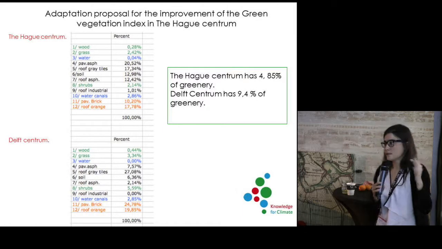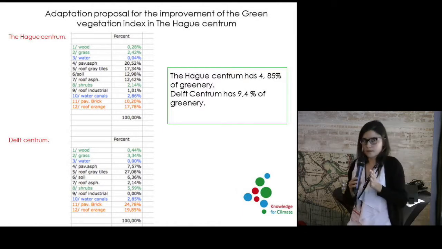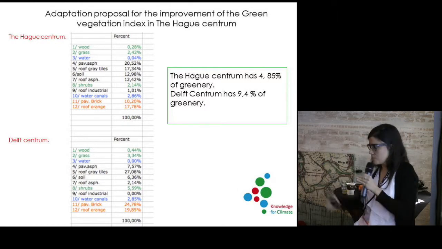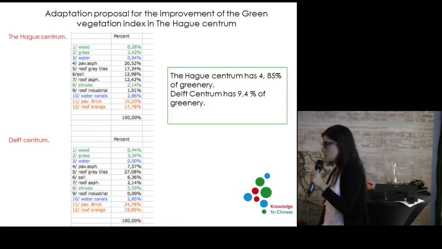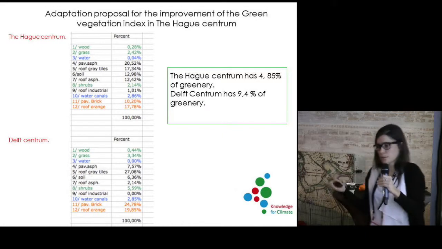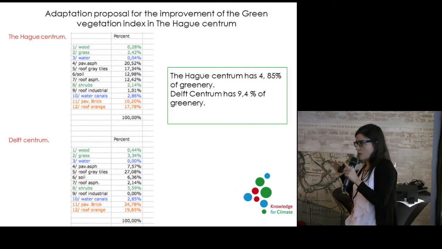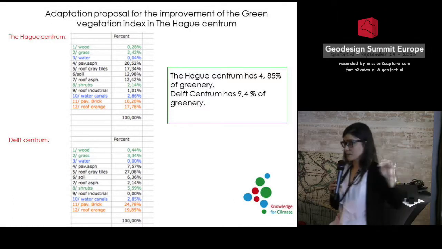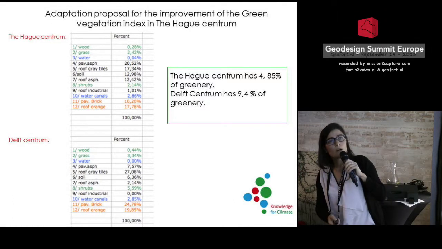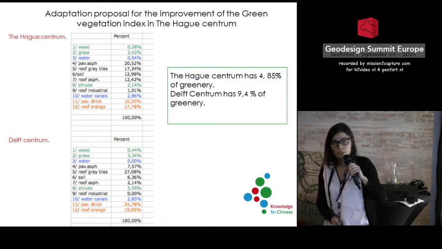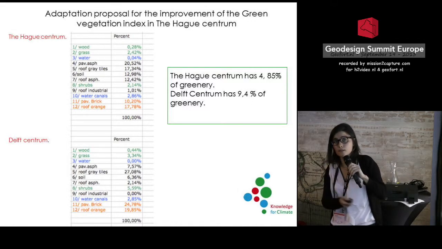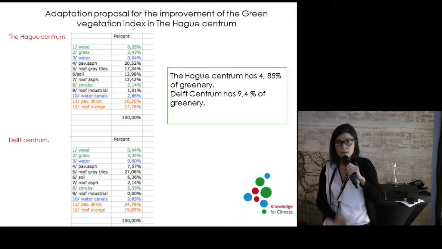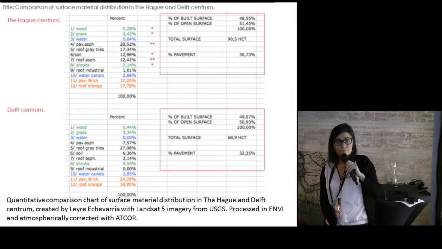So this is the reason why it is a work that has to be done within the same climatic region. So it doesn't make sense to say, well, we take as a reference another city that probably performs a lot better, but to check one that has a better thermal behavior, but that is similar. So here we can see that The Hague Centrum has 4.85% of greenery, while Delft Centrum has 9.4%.